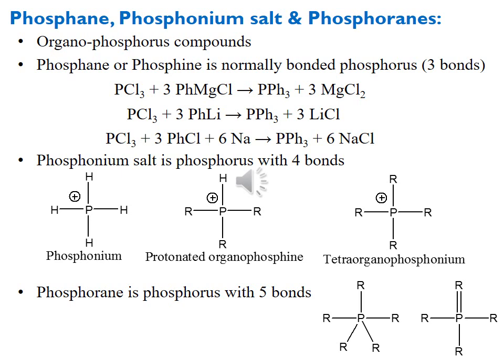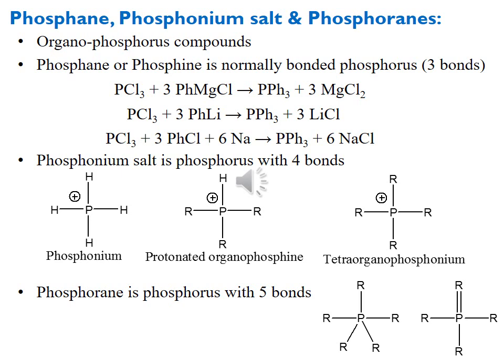When this phosphorus showing three bonds makes another bond, that is, phosphorus with four bonds, then we name it a phosphonium salt. Here are three different types of phosphonium salts. First is simply the phosphonium cation, and second is the protonated organophosphine cation, which has three alkyl groups and one hydrogen, and third is the tetraorganophosphonium cation, which bears four alkyl groups with the phosphorus cation.